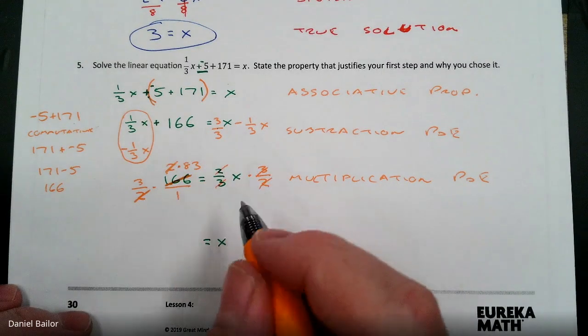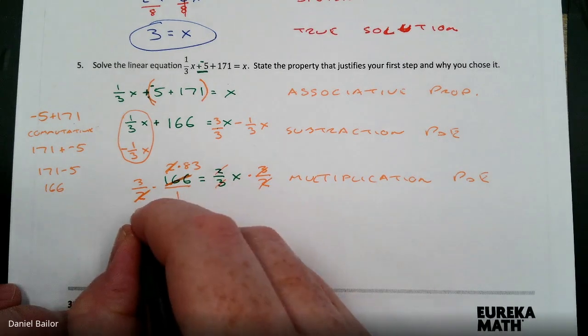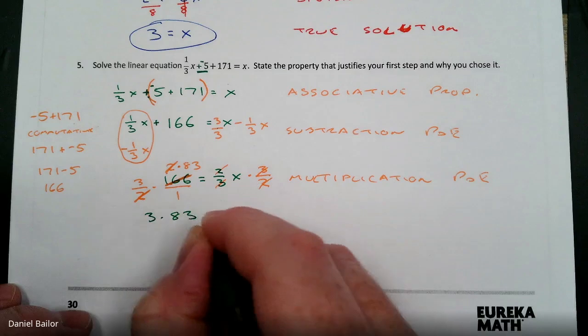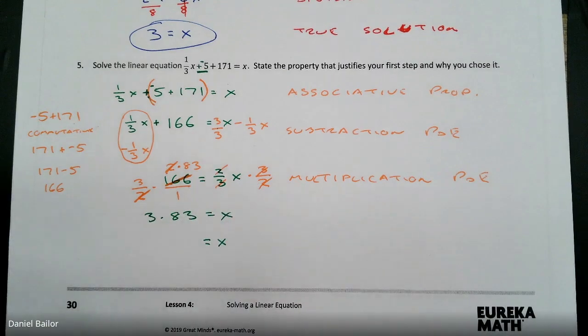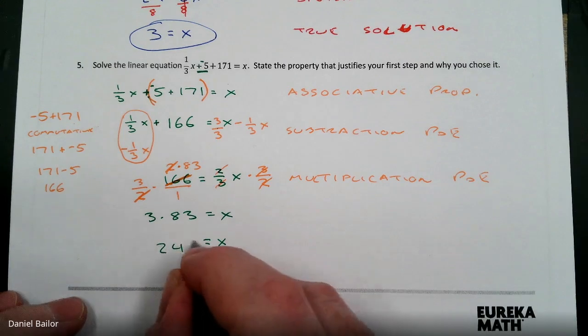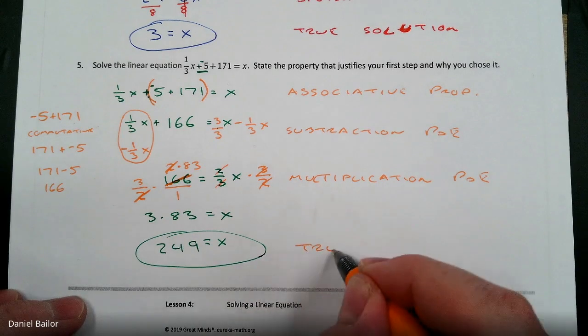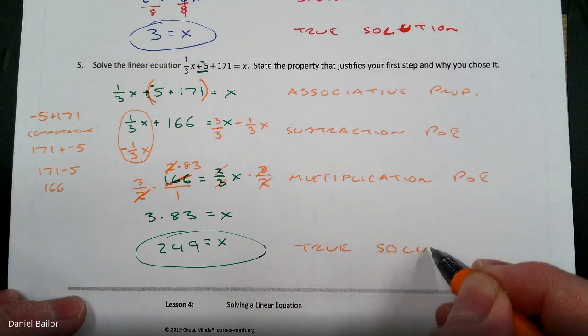So now I just get 3 times 83 equals x. So now I just need to do 3 times 83, which is 249 equals x. 249 equals x. That's my true solution.